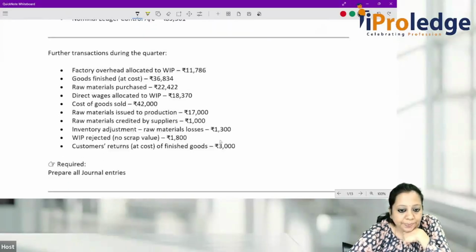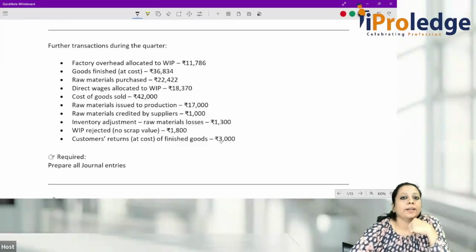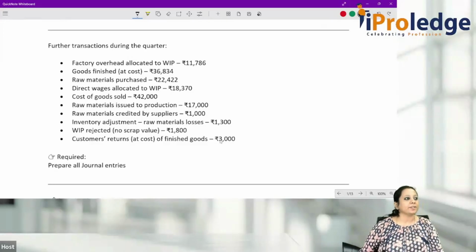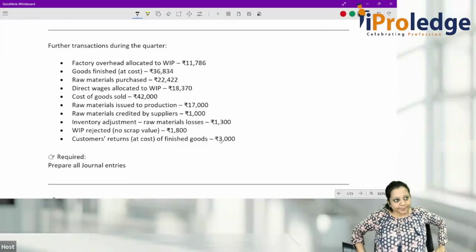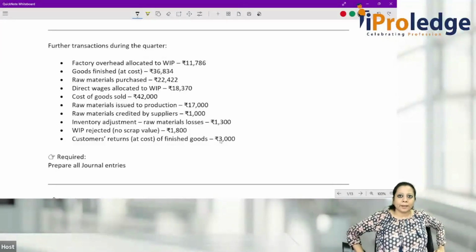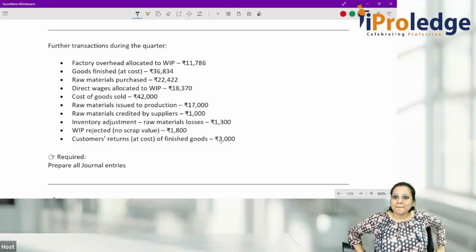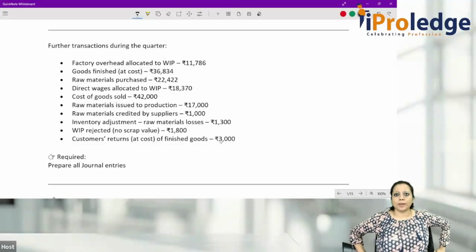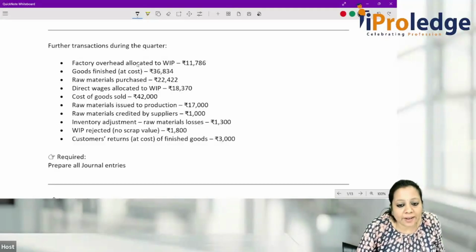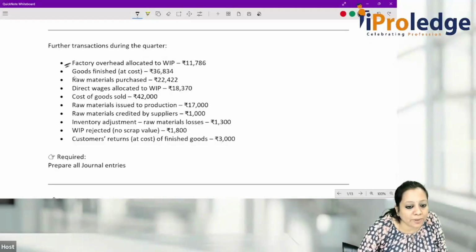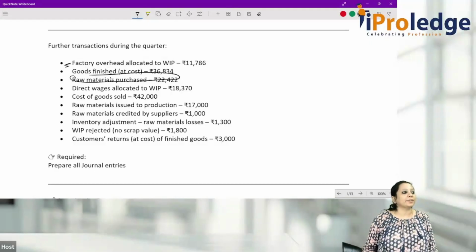Non-integrated means what is the basis for journal entries? How will you pass journal entries? Cost will be different, financial will be different. But how to pass the journal entry? Suppose for factory overhead allocated, this is okay. You tell me about this. Raw material purchased means what is the journal entry for that?